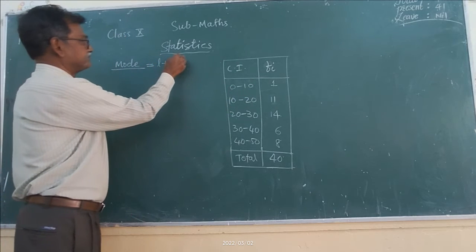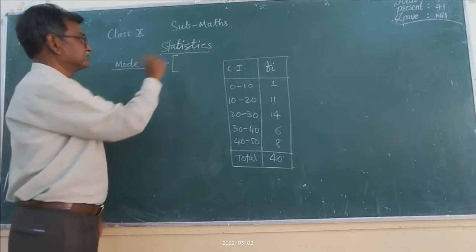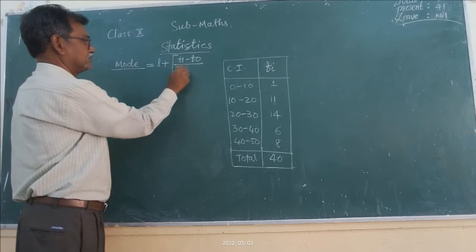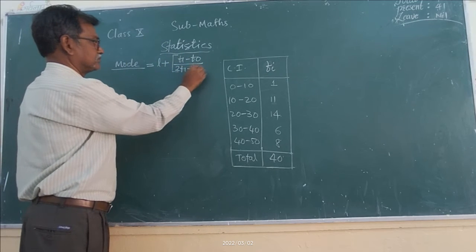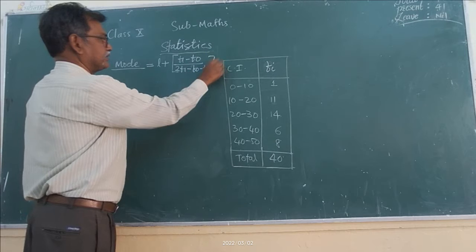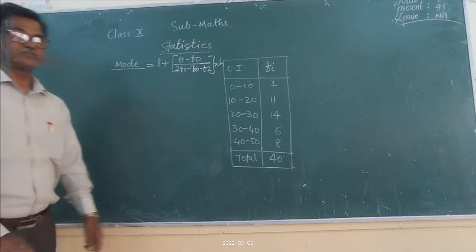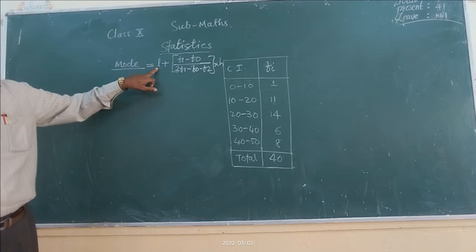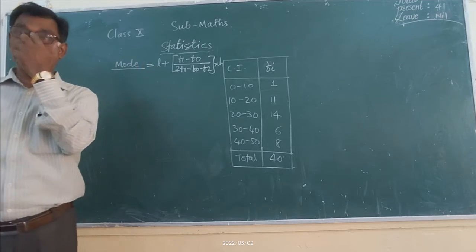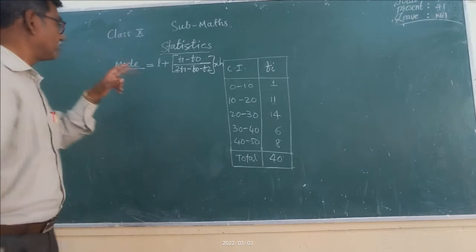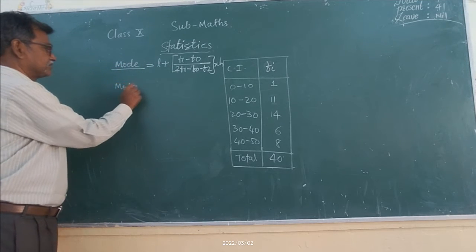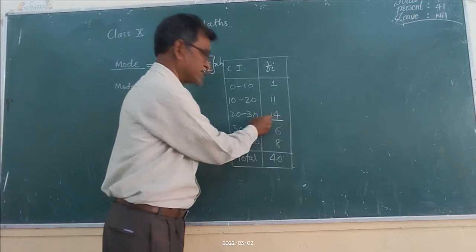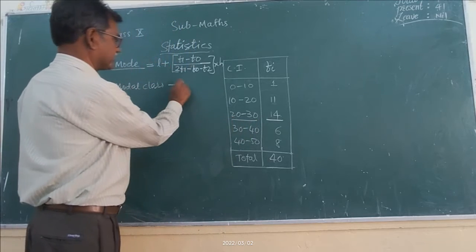L plus F1 minus F0. Okay, this is the formula. Now we have to find out here first L. L means the lower class limit of the modal class. Here the modal class is what? Which has the highest frequency? Highest frequency is 40. So modal class is 20 to 30.